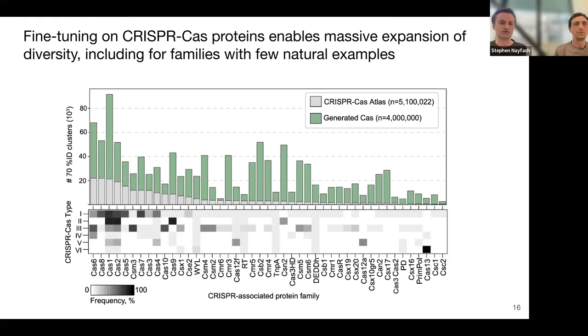And you can see the green bars where we've taken this data set and fine-tuned ProGen2 to generate these types of proteins, produce sequences that significantly expand the diversity over what we found from nature. Some proteins like Cas8 and Cas6 had a lot of natural examples. We can continue to expand those if we wanted more. And then there's other examples like Cas12a or Cas13 where we had very few natural examples. You can barely even see the gray bars. And in these cases as well, we can also generate significantly more samples that might be functional proteins.